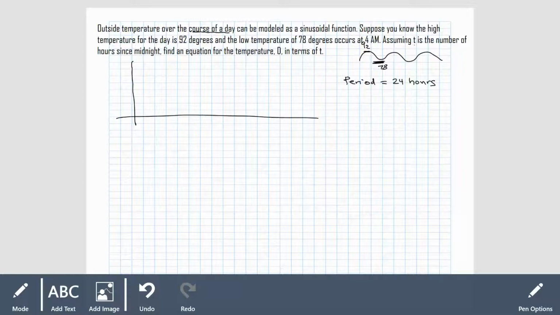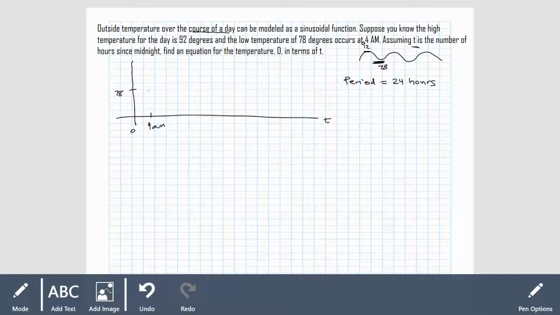Now, the problem tells us that T is the number of hours since midnight. So if you think in terms of your zero line on the x-axis, the time is going to be along the bottom, and 0 is actually at midnight. Over here at 4 a.m. is when we hit that low temperature. So here, we'll just call this 78 degrees.